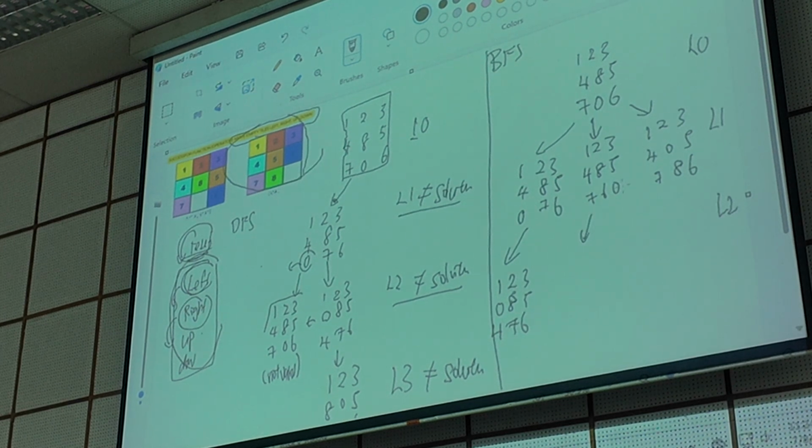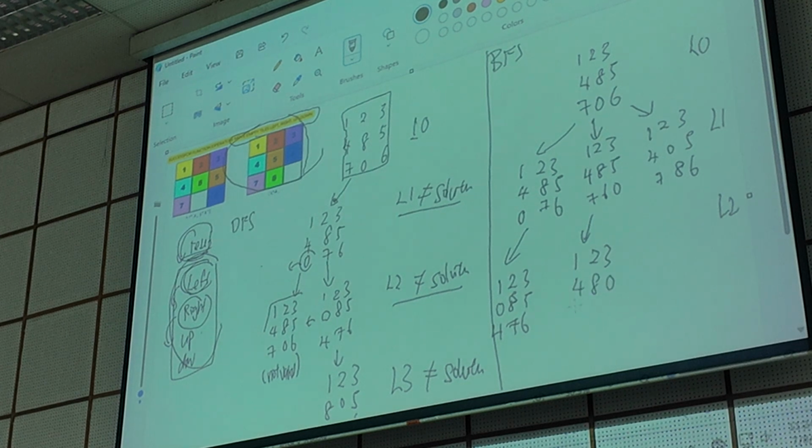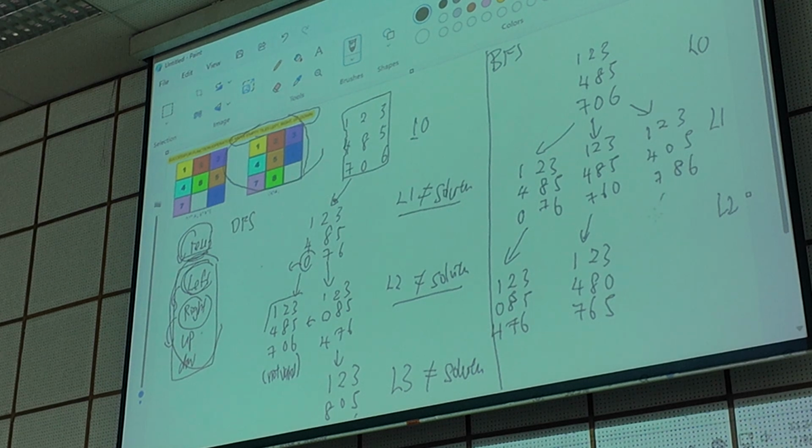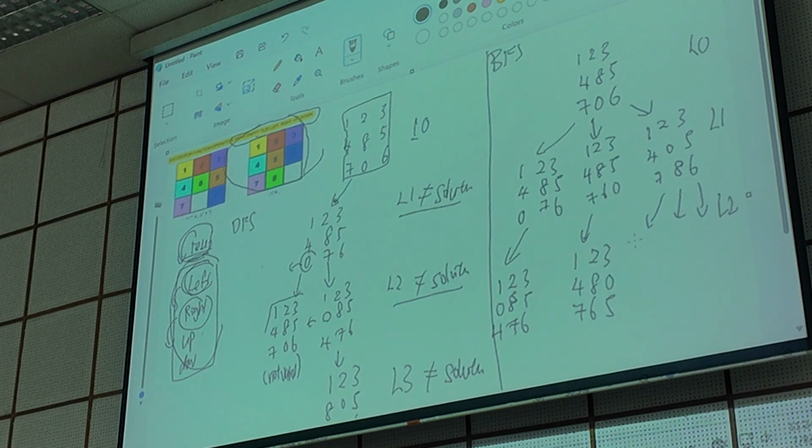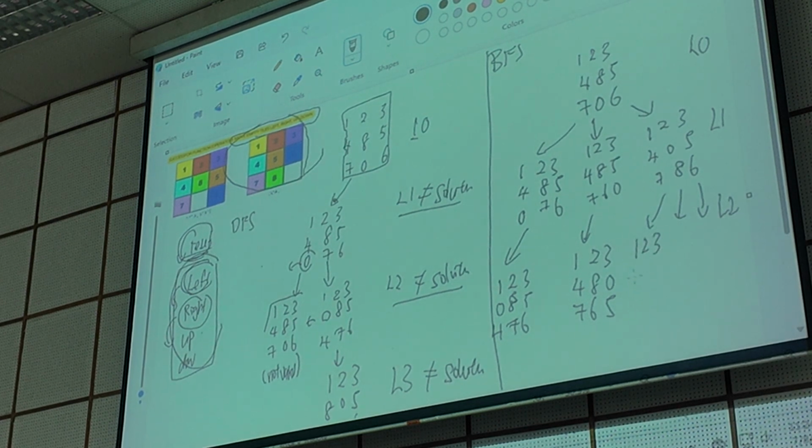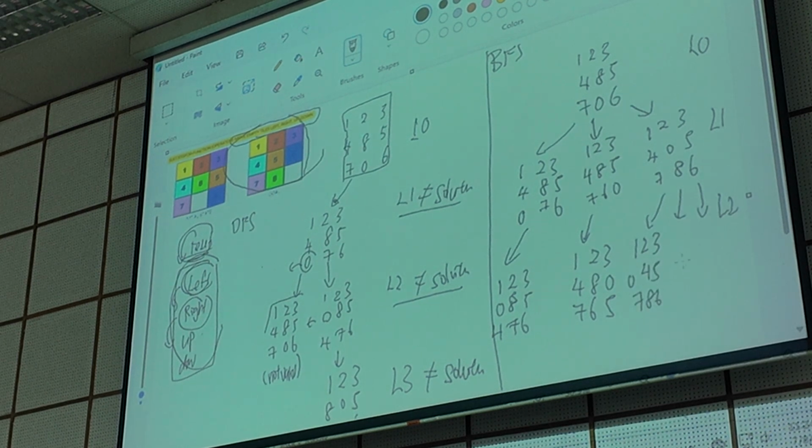How about this? Move to the left, repeated state. Move to the right, not available. Move to up. 1, 2, 3, 4, 8, 0, 7, 6, 5. Down not available. So this one you have 3. Alright, you have 3 here. So you can have moving to the left hand side, so valid. 1, 2, 3, 0, 4, 5, 7, 8, 6. Move to the right hand side, also valid.